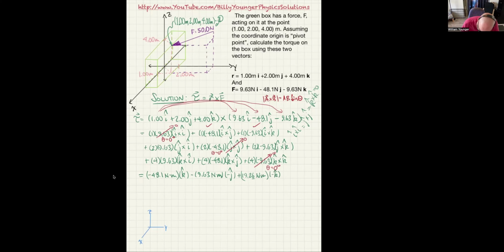Just to make it nice and easy so we can track back, this is supposed to be J hat cross I hat, and the last one was supposed to be I hat cross K hat.